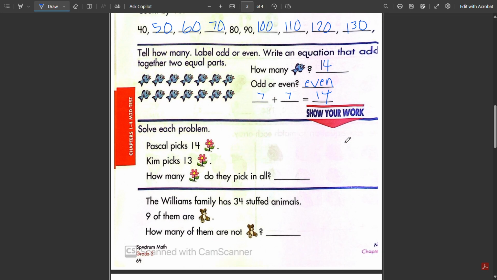Okay, next it says solve each problem. Pascal picks 14 flowers. Kim picks 13 flowers. How many flowers do they pick in all? So this one, it says show your work. So here we're just going to do 14 plus 13. 4 plus 3 is 7. 1 plus 1 is 2. So this would be they picked 27 flowers.